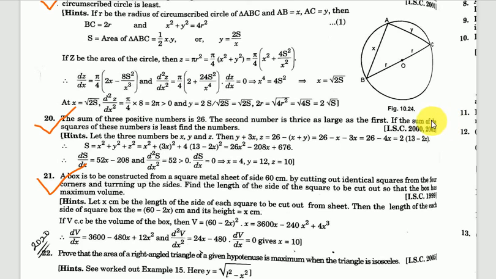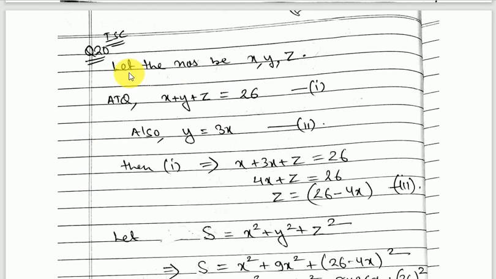So here they are saying that when you take the sum of the squares, then that sum will be least. So that means I have to write the expression of the sum of their squares in a single variable. So let us see the question's solution.